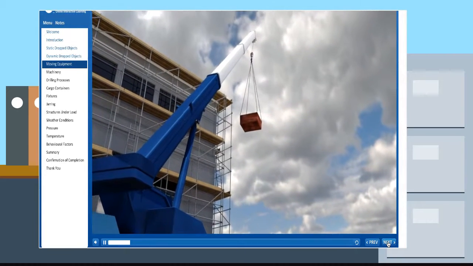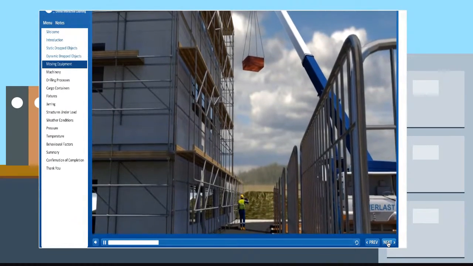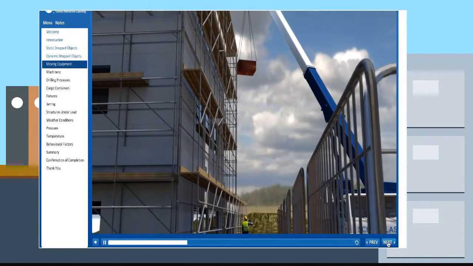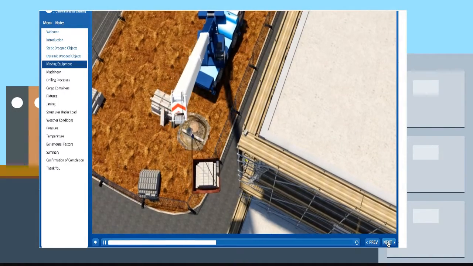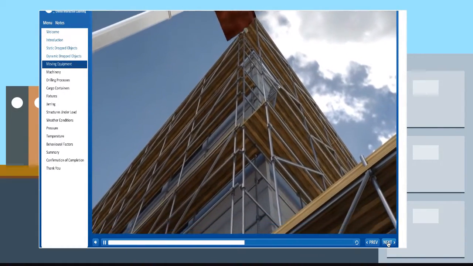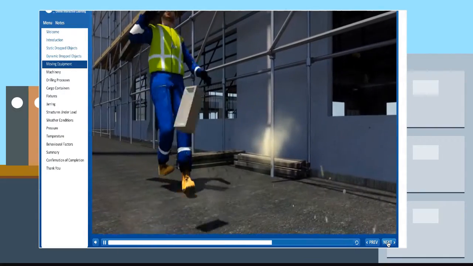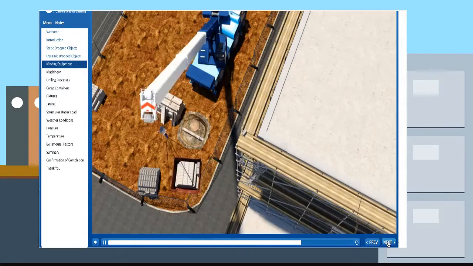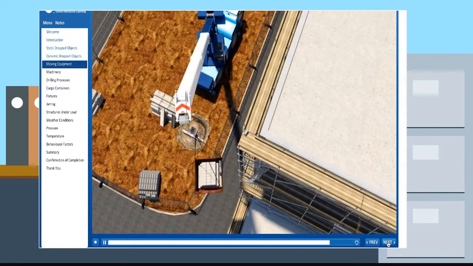Dynamic dropped objects are a common hazard when moving equipment. Any impact or collision can cause parts of a load or other components to break loose. When using a crane or forklift, for example, loads can snag on or strike other structures and cause detachment of an object.